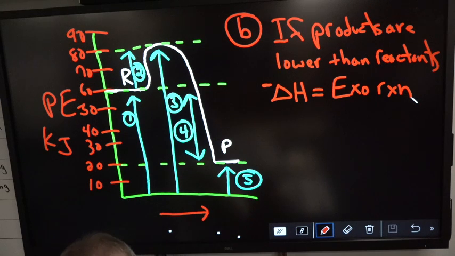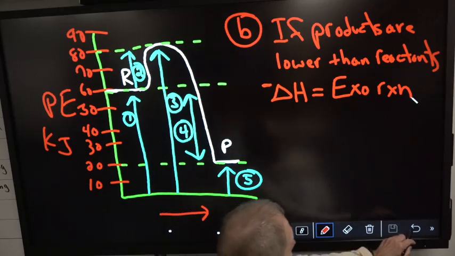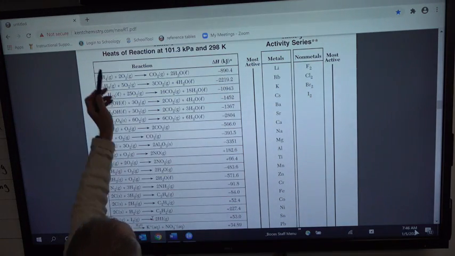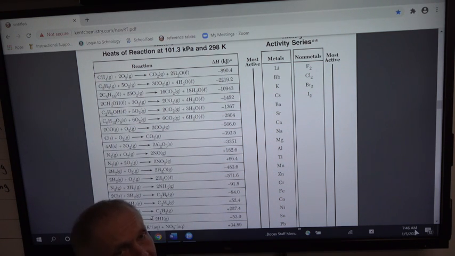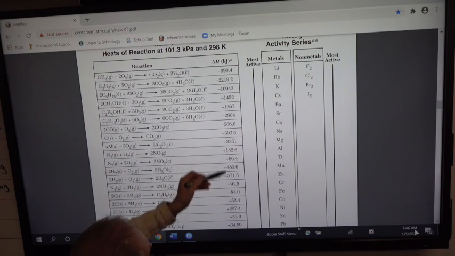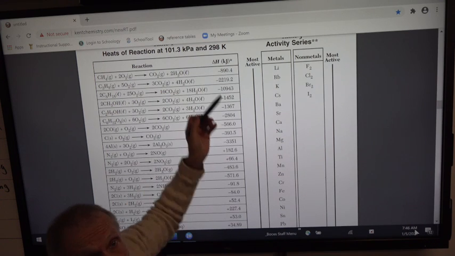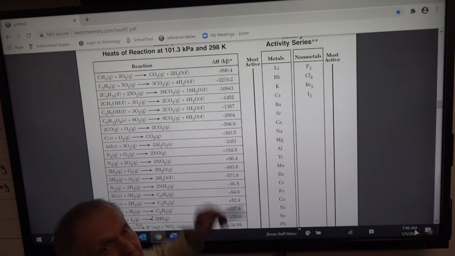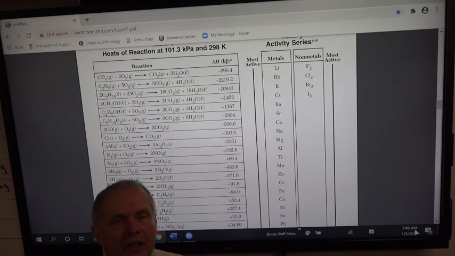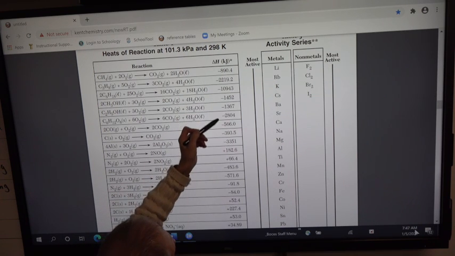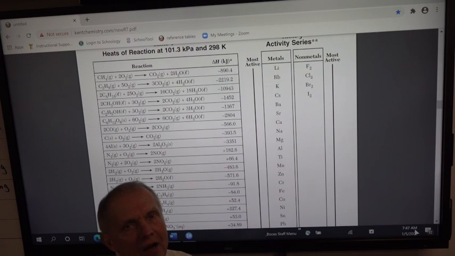Okay, so I'm going to show you something. In New York State, we have this: heats of reaction. And they give you all these reactions. And the one easy thing is, it gives you delta H on the right-hand side. And like we said before, if delta H is negative, that means that the reaction is an exothermic reaction and you got out more than you put in. And the bigger the number, the more energy given off.